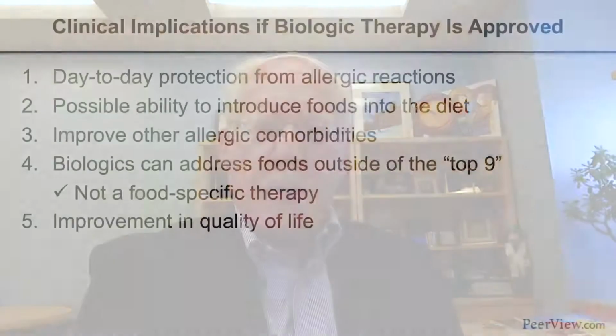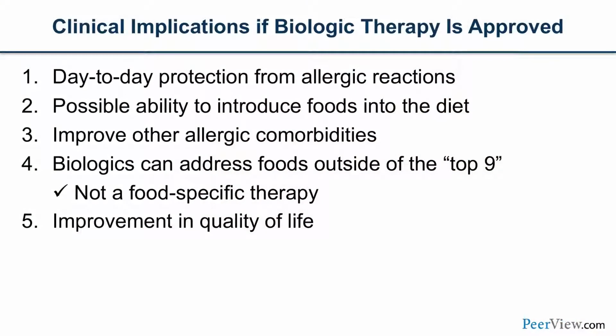So the real key here is if we are able to move forward with biologic therapy, what will this do for our patients, and what are the clinical implications? And I'll give a couple that I think really resonate with our patients. One is that we think this could give sort of day-to-day protection. Another is, if we're really lucky, it would even allow them to introduce foods into the diet. And a third is that it may, in a very safe way, be able to also help improve the comorbidities of these patients who typically have multiple allergic conditions along with their food allergy.